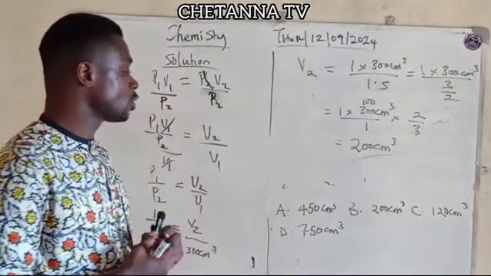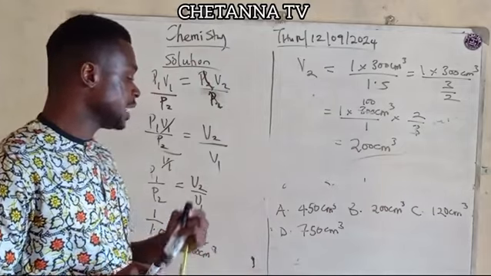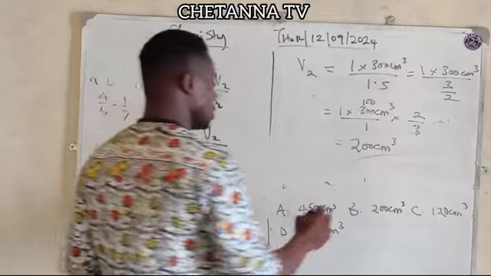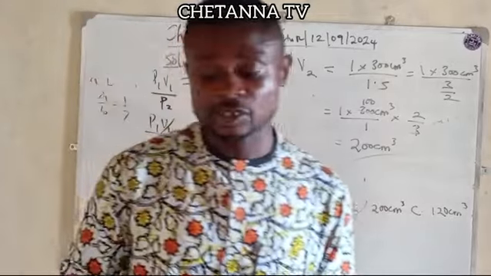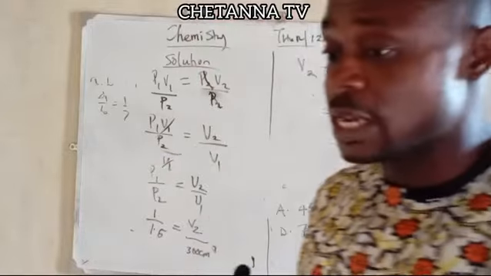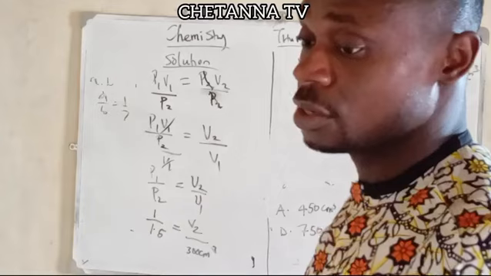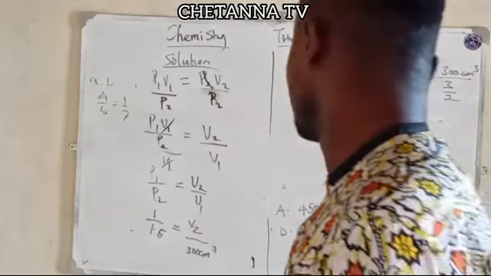So the final volume is what? 200 cm cube. So the answer is option what? Option B. The answer is option B. Any question here? Are you sure? Is it clear? Okay.